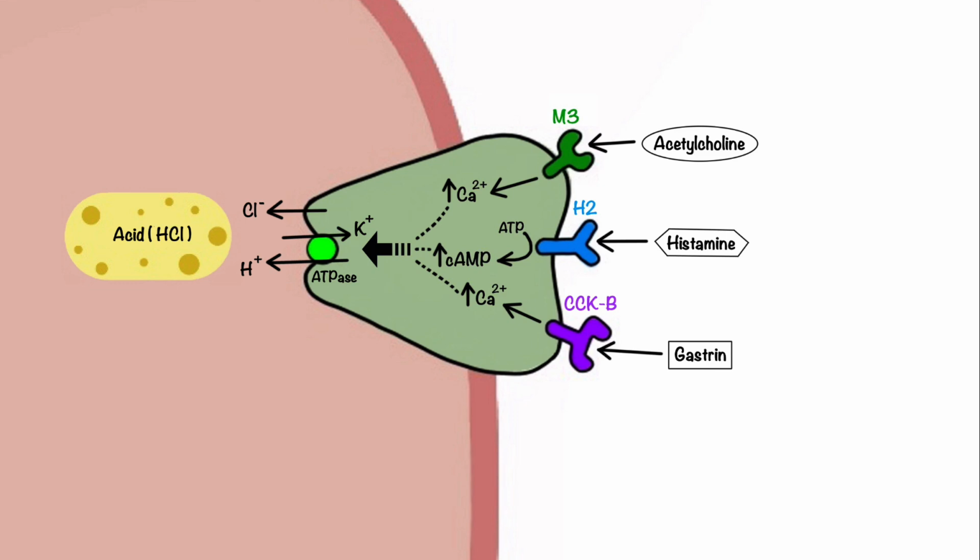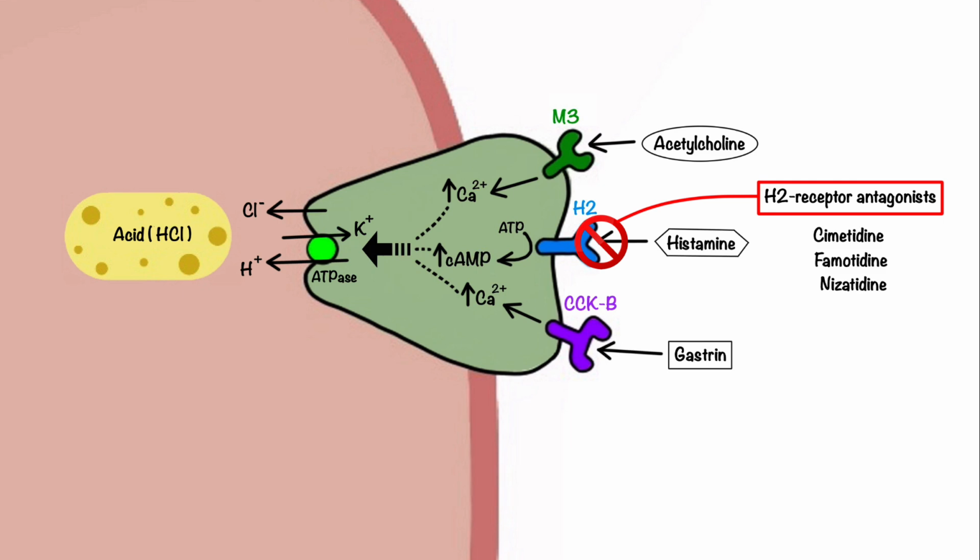This can be achieved with the use of drugs called H2 receptor antagonists, which work by competitively inhibiting histamine binding at H2 receptors on the parietal cells, resulting in reduction of histamine-mediated acid secretion. Drugs that belong to this class include cimetidine, famotidine, nizatidine, and ranitidine.